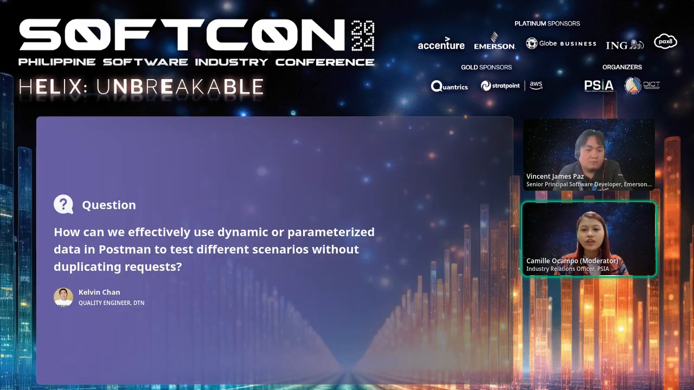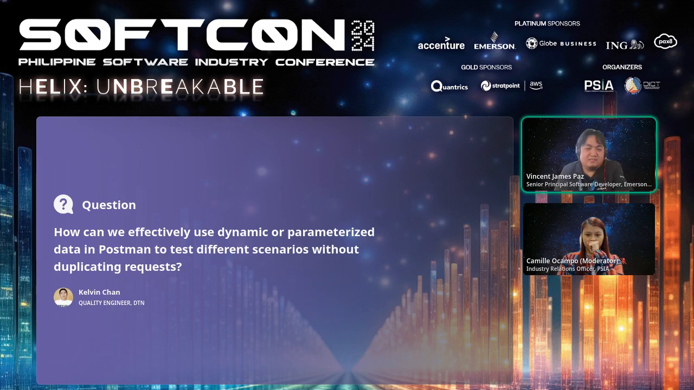All right, thank you, Sir Vincent. So the second question is from Kelvin Chan. So the question is, how can we effectively use dynamic or parameterized data in Postman to test different scenarios without duplicating requests?